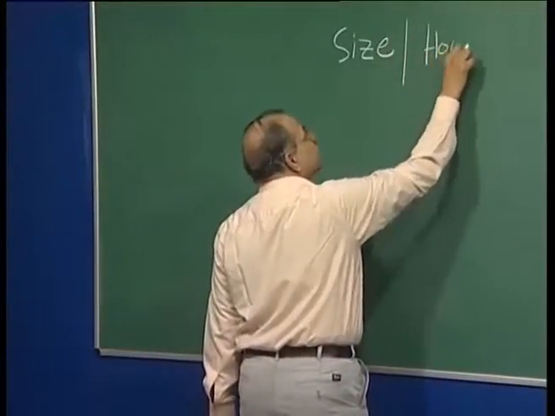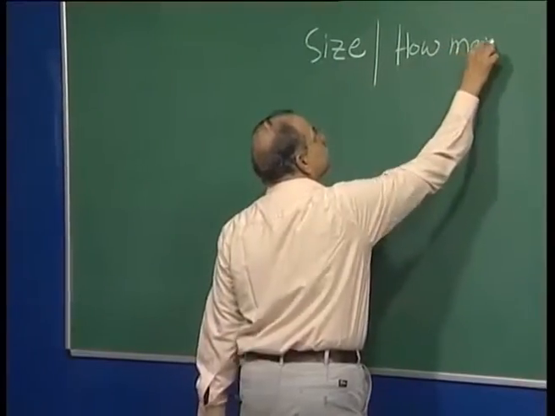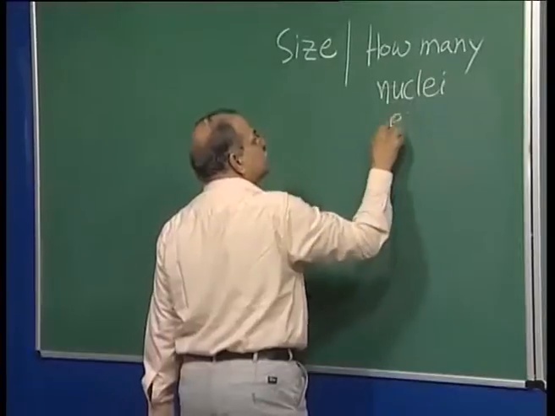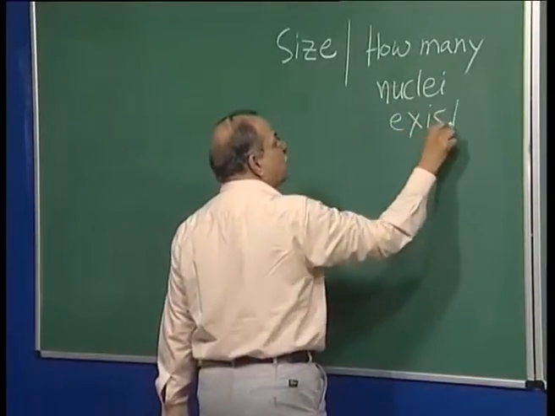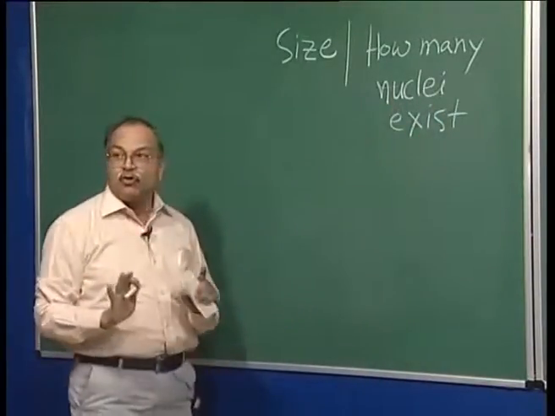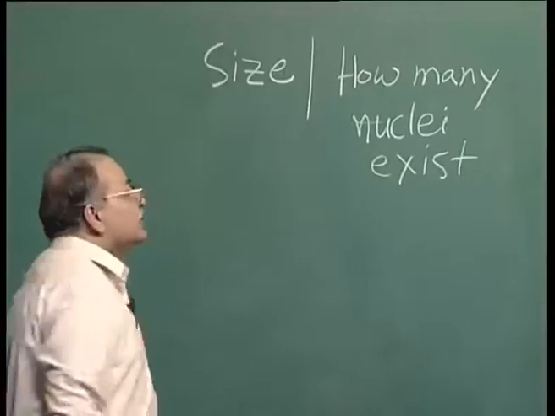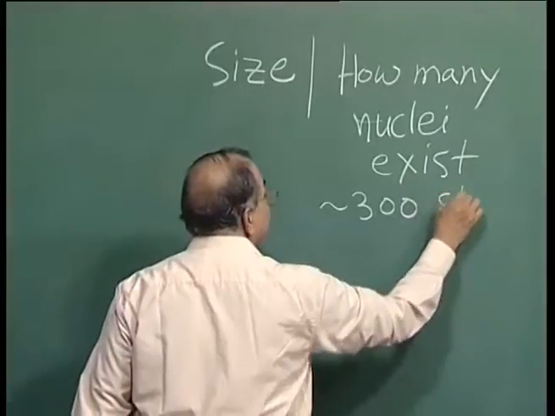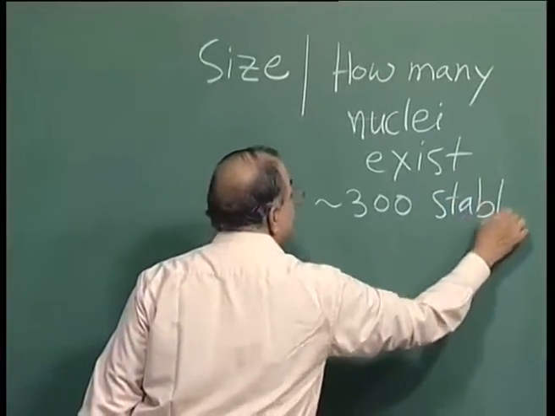How many nuclei? We will talk more about these things. I am only giving you an overview at this moment. So that number could be say 300 stable. And what do I mean by stable? That is also a question.